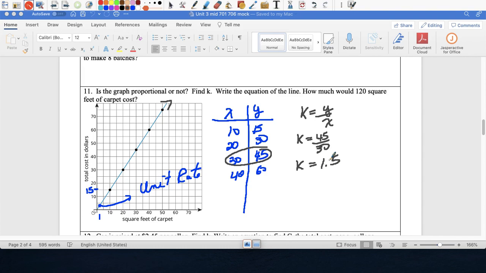You can leave it as a fraction, but 1.5 is fine. So notice what's happening to every x? We're multiplying by 1.5, and it works. You should check. So every x value is being multiplied by 1.5. What's our equation of the line? y equals 1.5x. To find the value of y, we have to multiply every x value by 1.5.